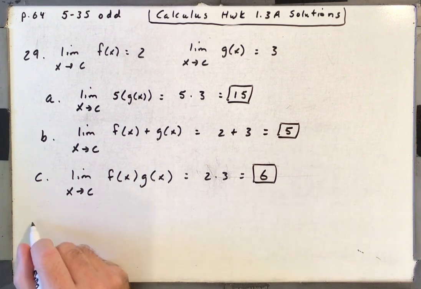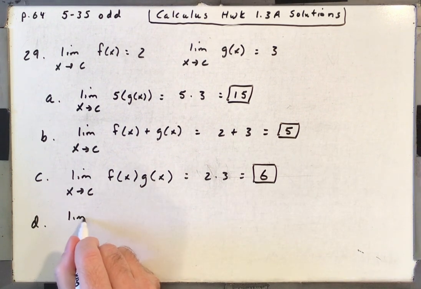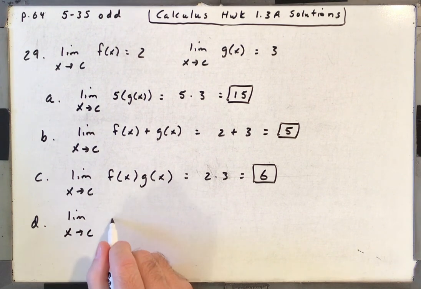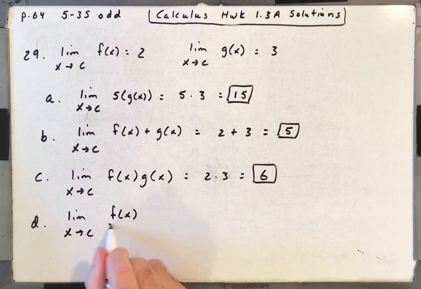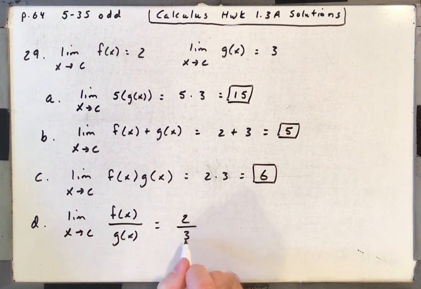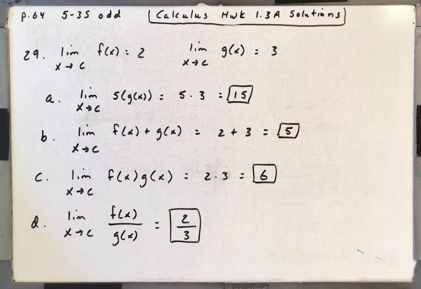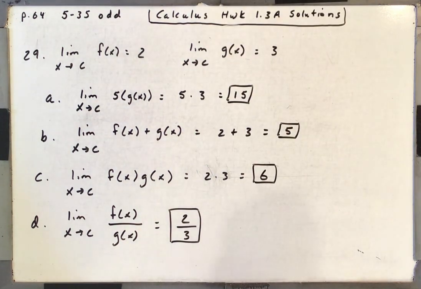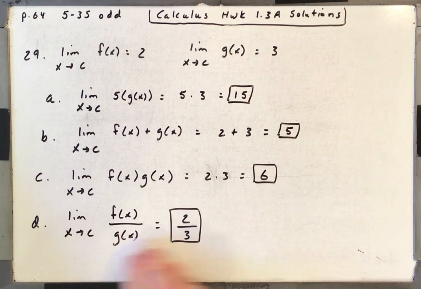And then finally D, limit as x approaches c. It's probably f of x over g of x. Yes, it is. So it's going to be 2 over 3. All right, 29, not too bad. I think that 31 is really similar.